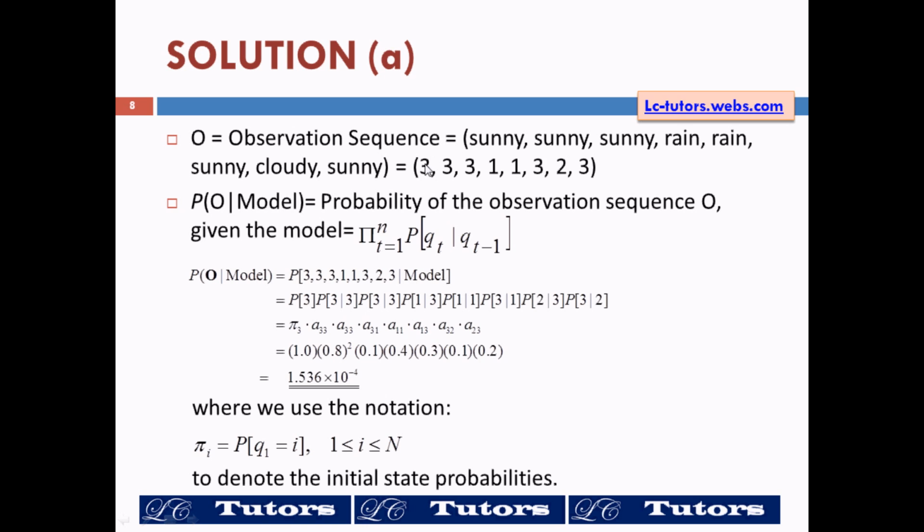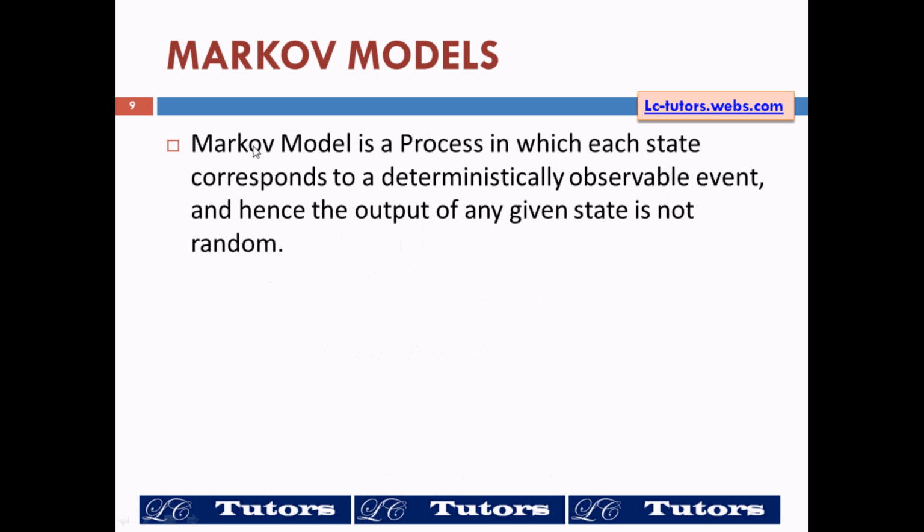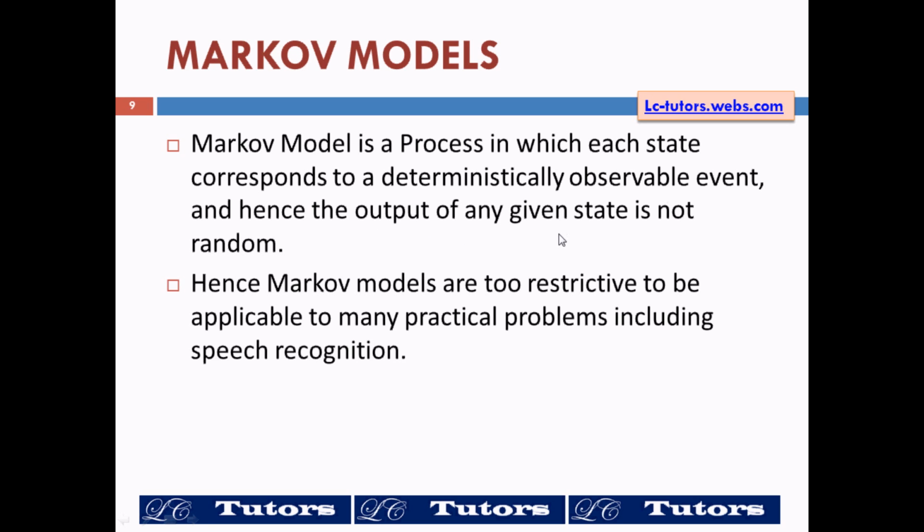But in this case the sequences are observable, basically the states are observable. So the Markov model is a process in which each state corresponds to a deterministically observable event, and hence the output of any given state is not random. Sometimes Markov models are too restrictive, therefore we cannot use them for speech recognition applications.